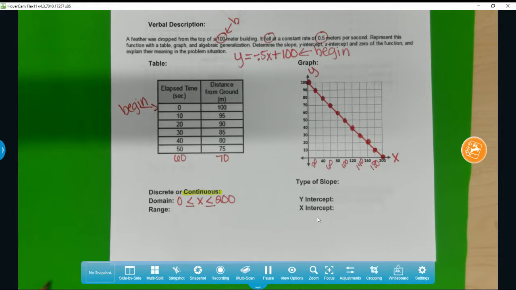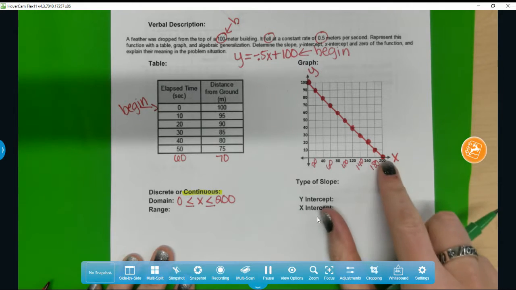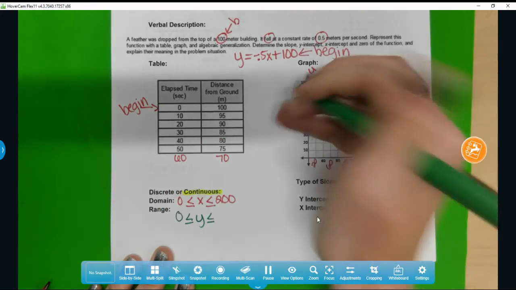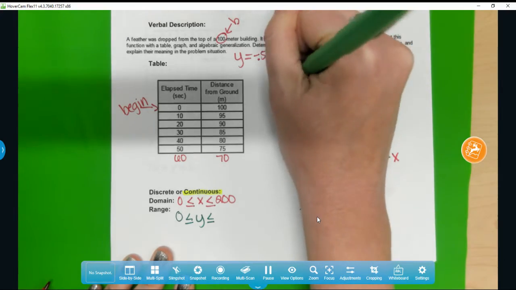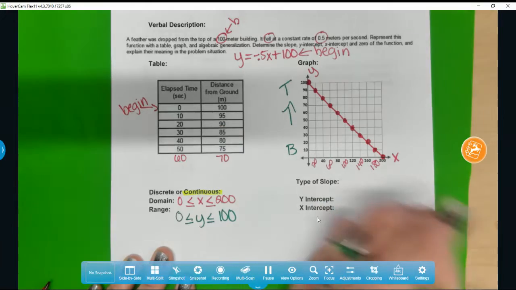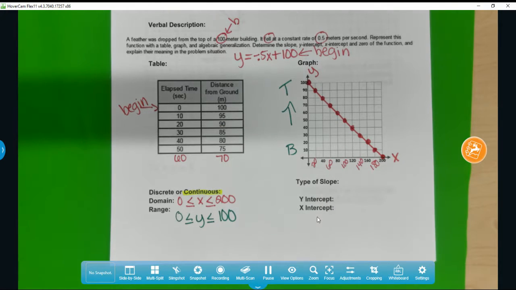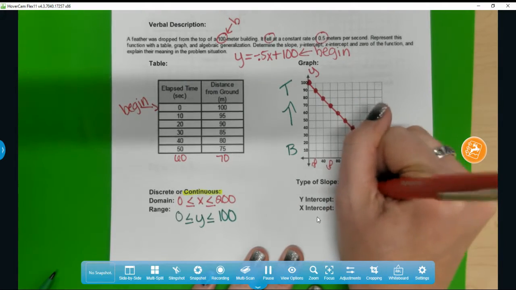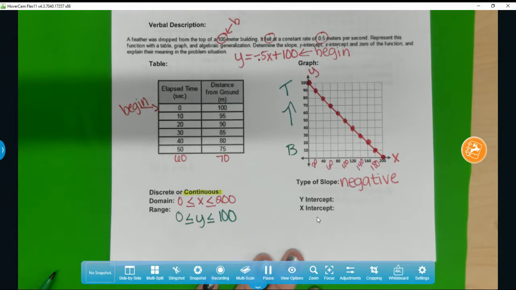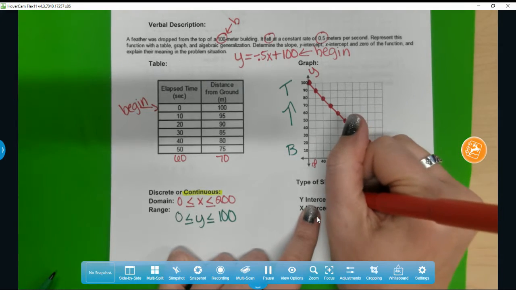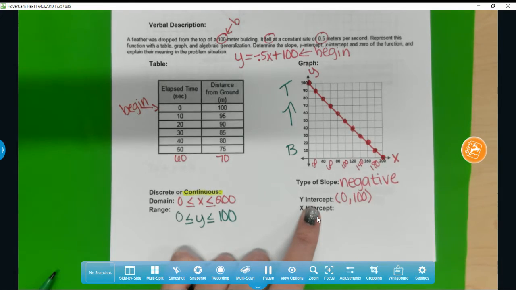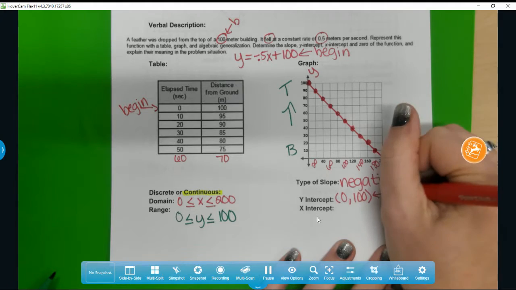Okay, so for my range, I'm going to start at the bottom of the graph, so 0, and I'm going to go all the way to the top of my graph, so that would be 100. The type of slope. So since we're going down, this slope is negative. Okay, the y-intercept. Remember, that's where we begin. So our y-intercept is 0, 100. Okay, and that's where the feather started.